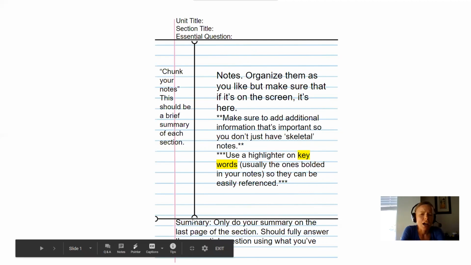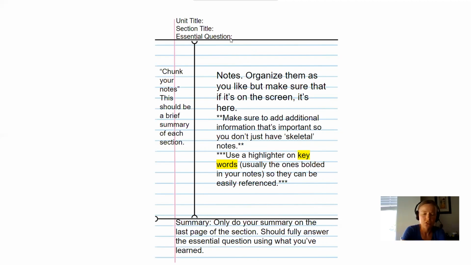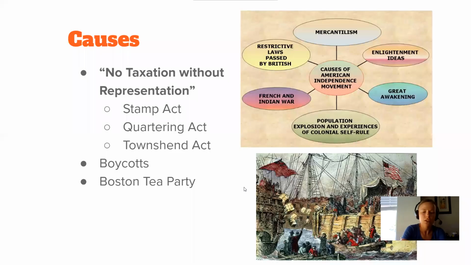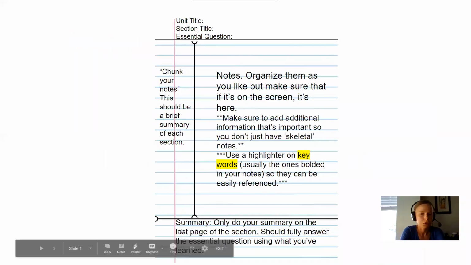Pandemic, right? But anyway, so the summary is going to answer the essential question, and that's why you wrote the essential question at the beginning of your lesson. So for this one, what you'd be answering is, what were the causes and effects of the American Revolution? And as far as the length of the summary goes, you're writing it at the bottom 5, 6, whatever lines of your bottom of your page.